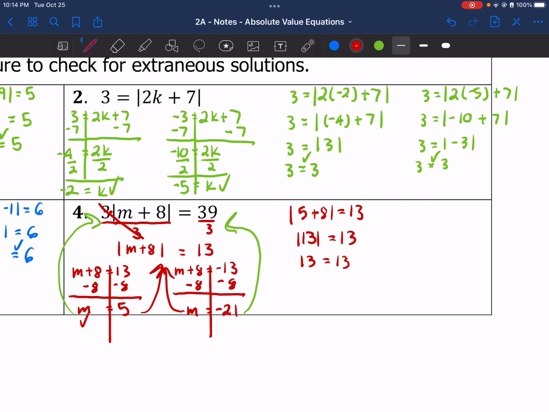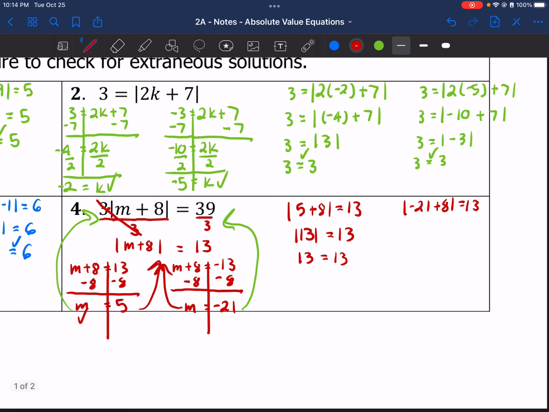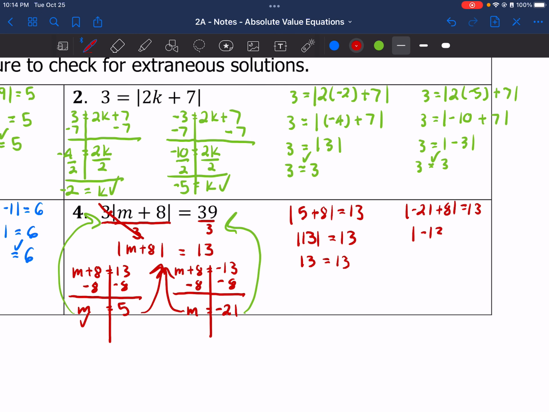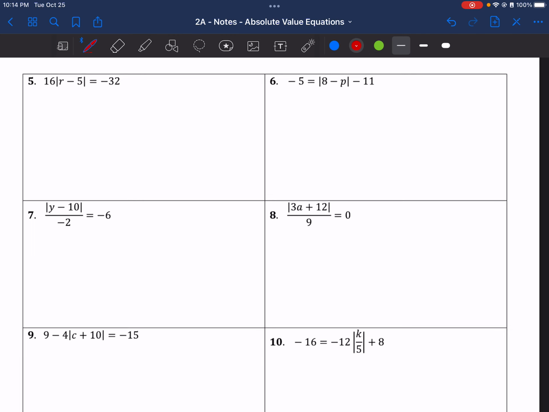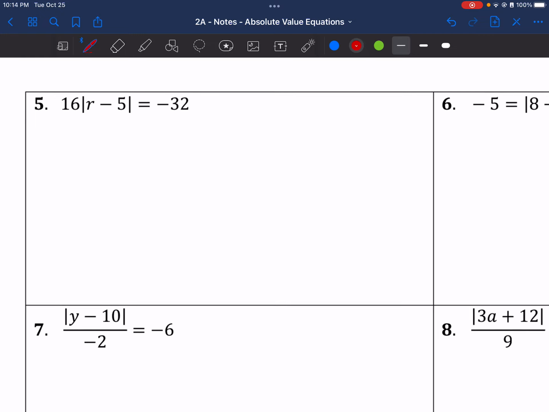We're going to plug in negative 21 now. We get the absolute value of negative 21 plus 8 is equal to 13. Negative 21 plus 8 is equal to negative 13. And the absolute value of negative 13 is just 13, giving me 13 equals 13. These both work, so we know that m equals negative 21 is a solution. So now moving on to the next question.